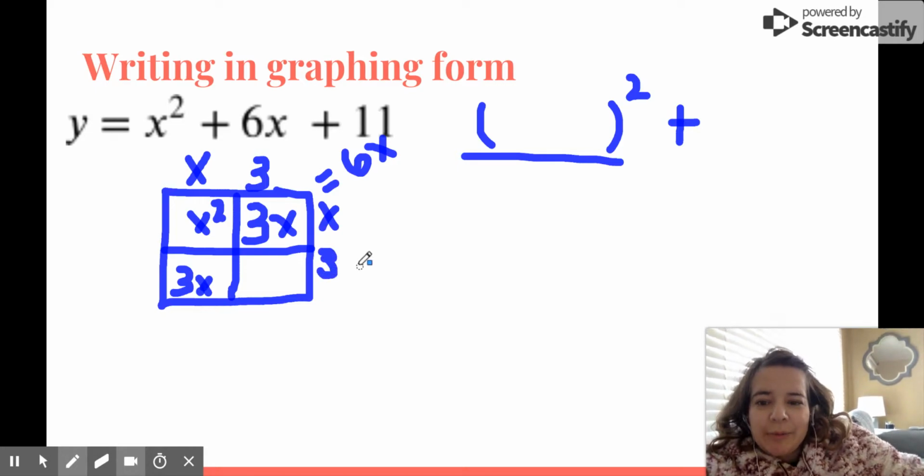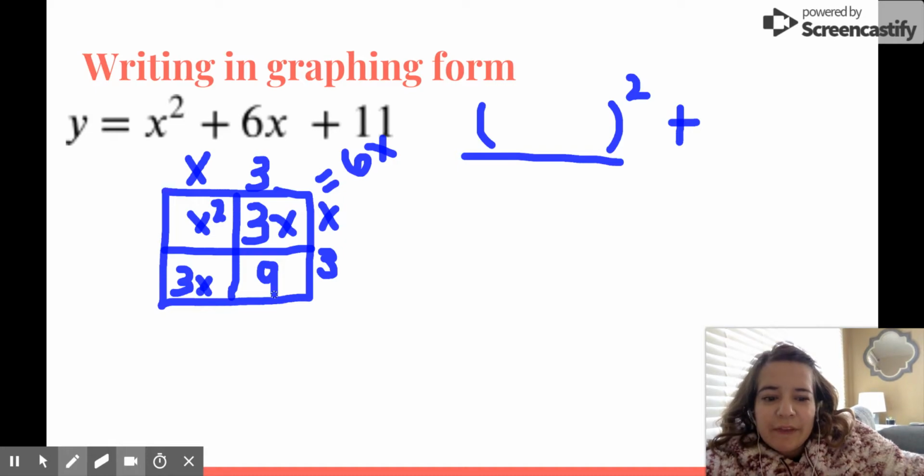Now here's the problem. That makes this box in the lower corner 9 because of the 3 times 3 on the outside there. However, we wanted it to be 11. So that means we were too short.